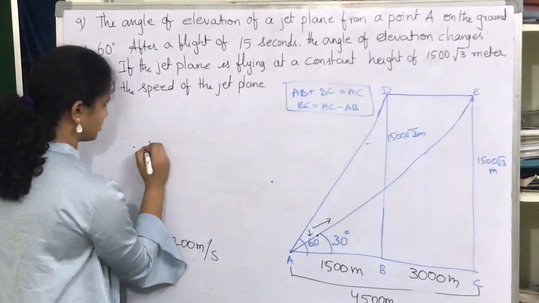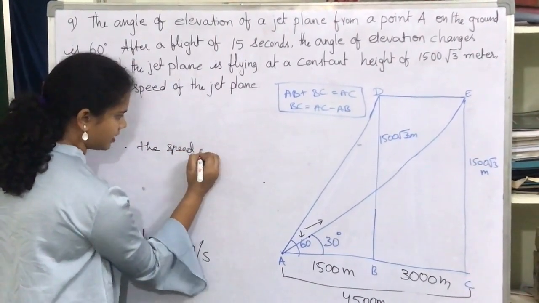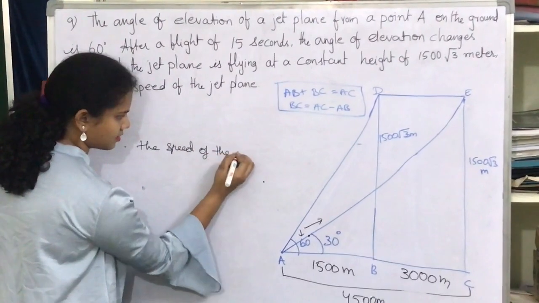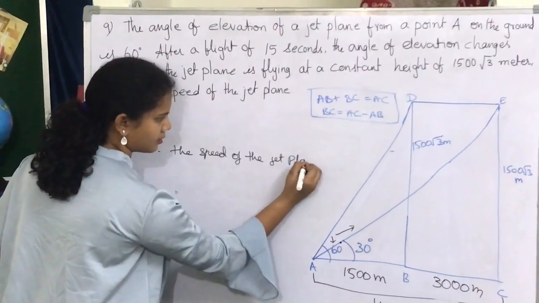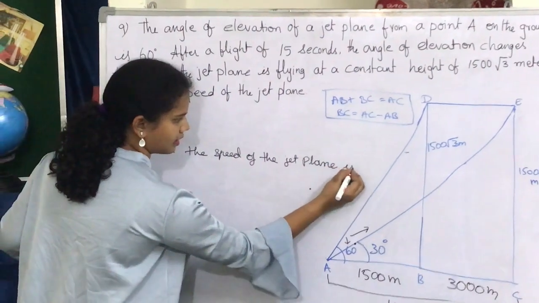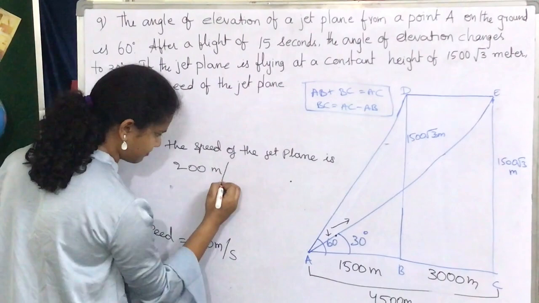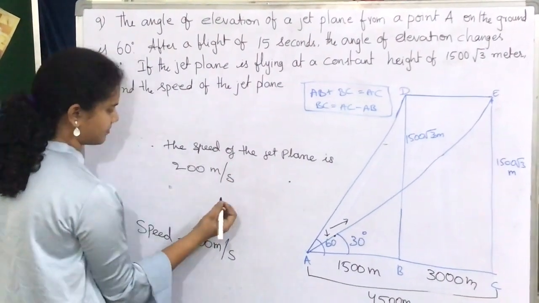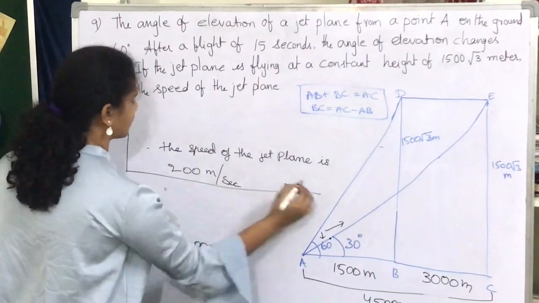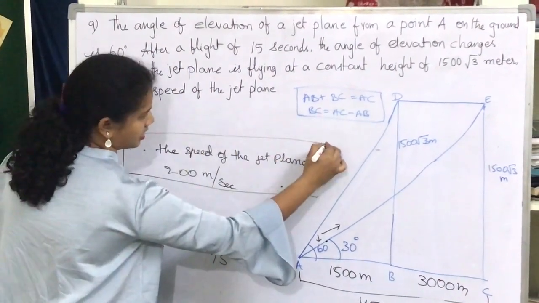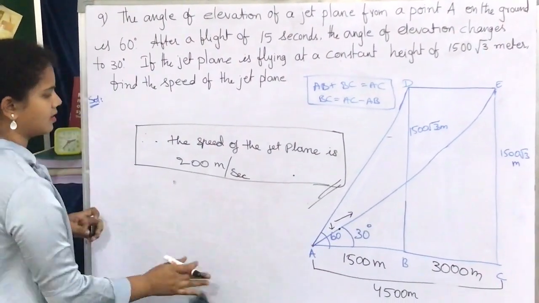Okay, now just conclude this. Therefore, the speed of the jet plane is 200 meter per second. Okay, hence solved. And thank you.